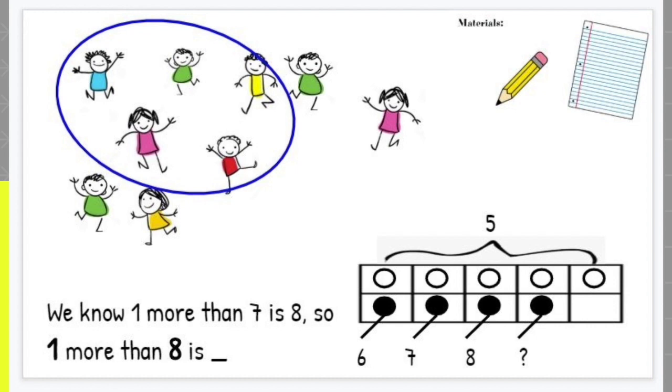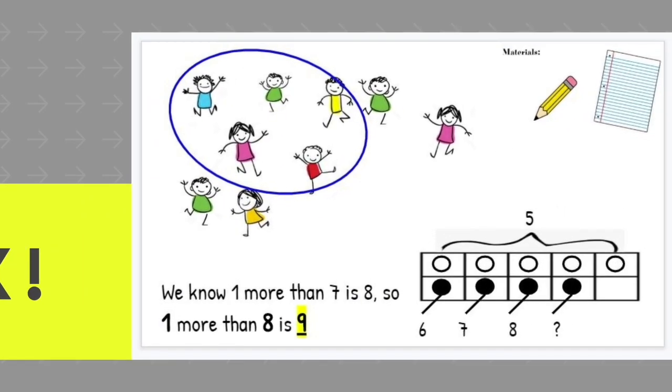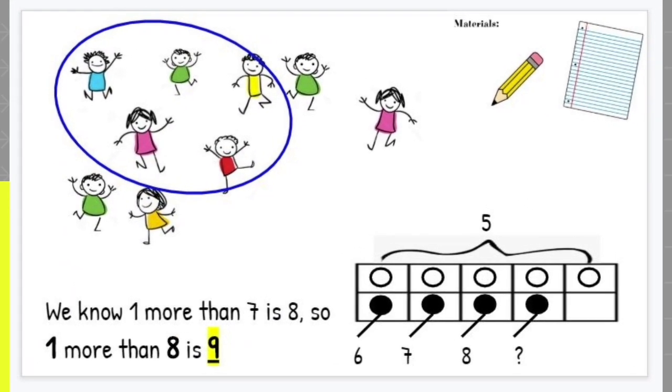So friends, what's 1 more than 8? So if we count on from 5, 6, 7, 8, what's 1 more than 8? Pause and press play when you're ready. Let's check our work. Did you say 9? Great work, friends. 1 more than 8 is 9.